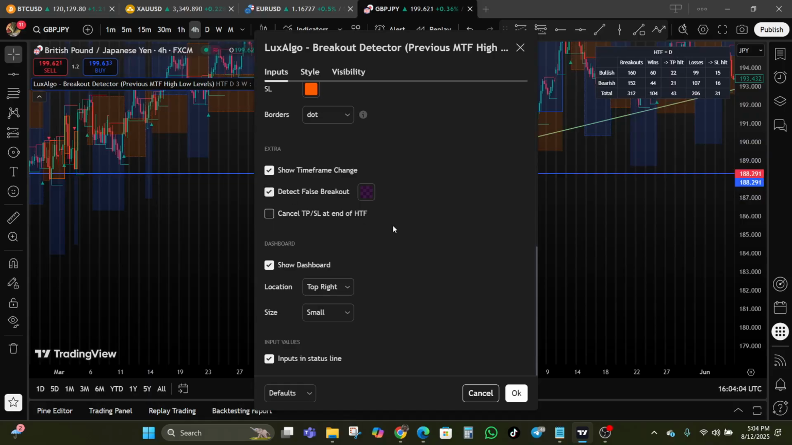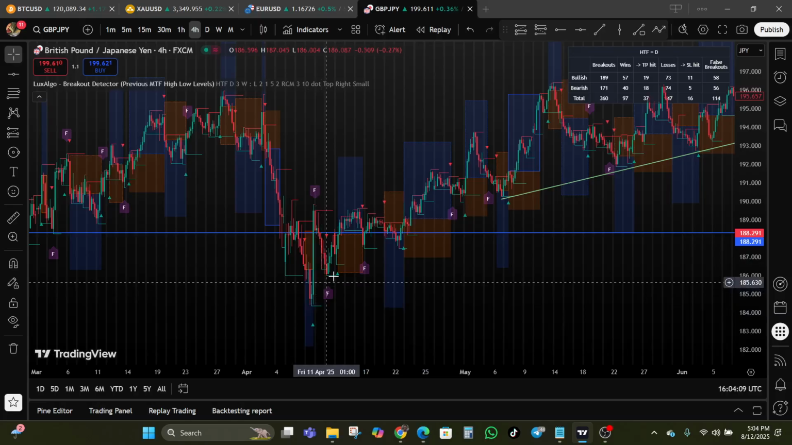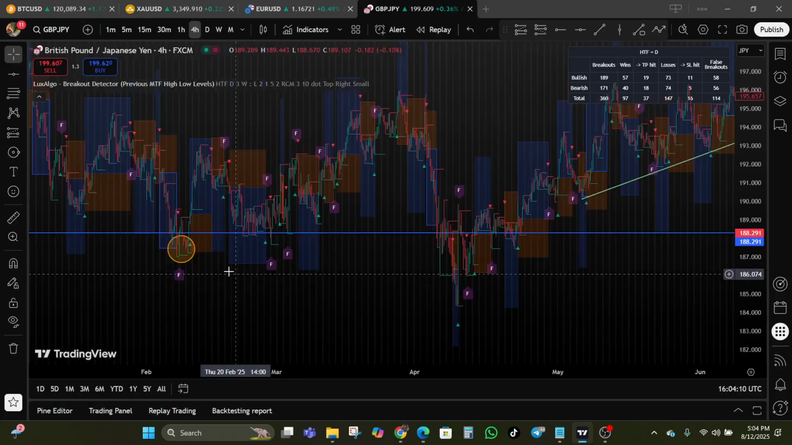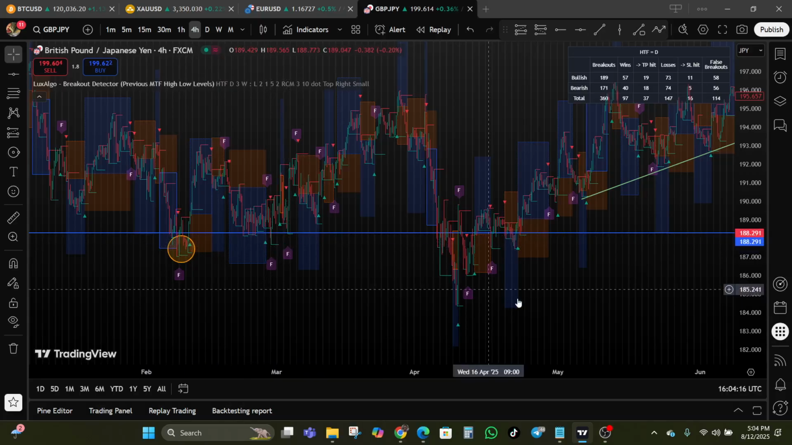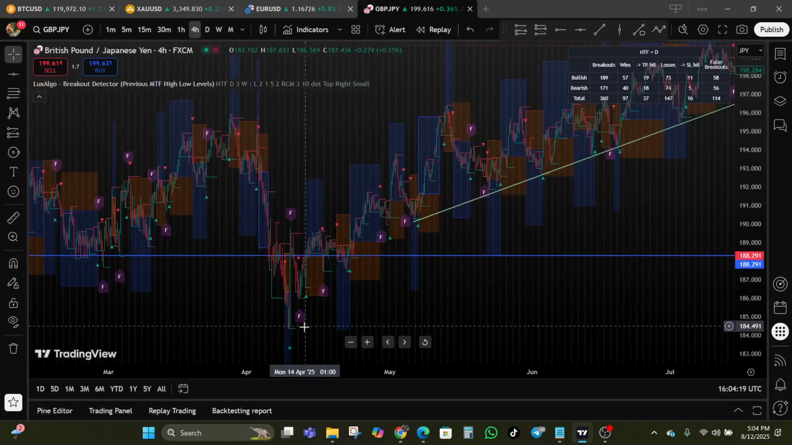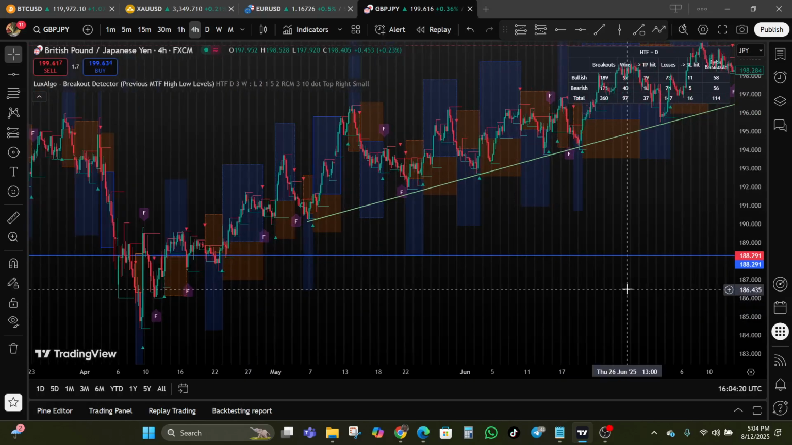But if you allow the indicator to detect false breakout, then you will see the indicator will actually detect false breakouts for you. Can you see this was a false breakout? This one that I pointed out, you can see even here false breakout. You can see here false breakout. You can see a lot of false breakouts identified by the indicator.